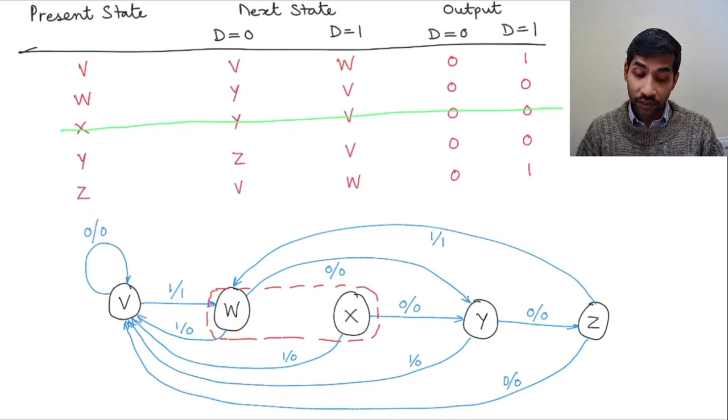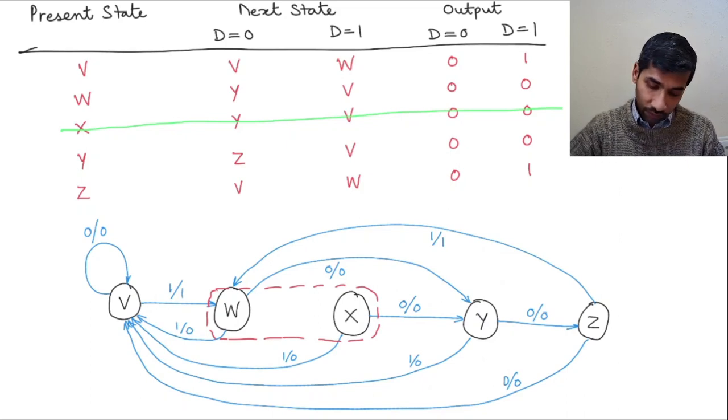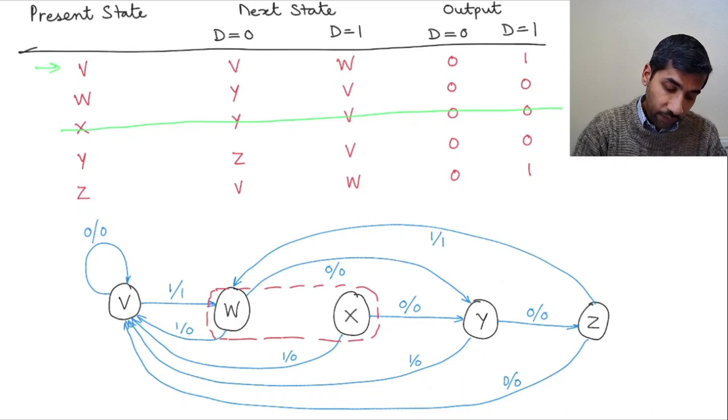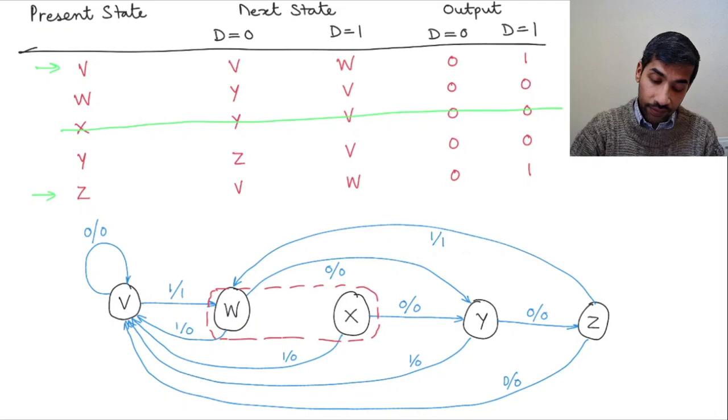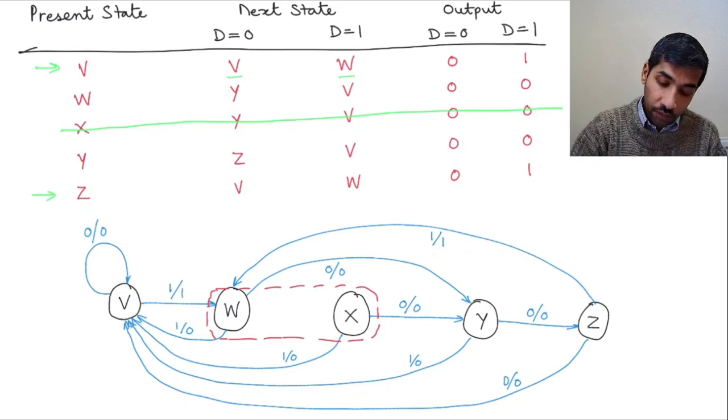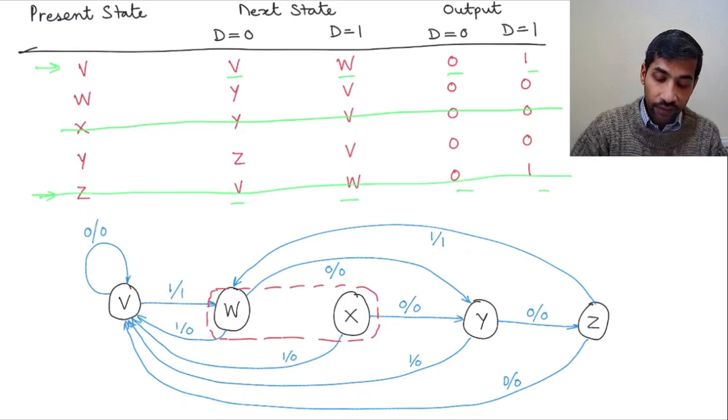Maybe pause the video and think about it. But if you don't want to do that, if you just want to continue, take a look at the state V and the state Z. They also are exactly the same, right? Because you have V, W, 0, 1 here, and you have V, W, 0, 1 here. So basically, this state is a redundant state.